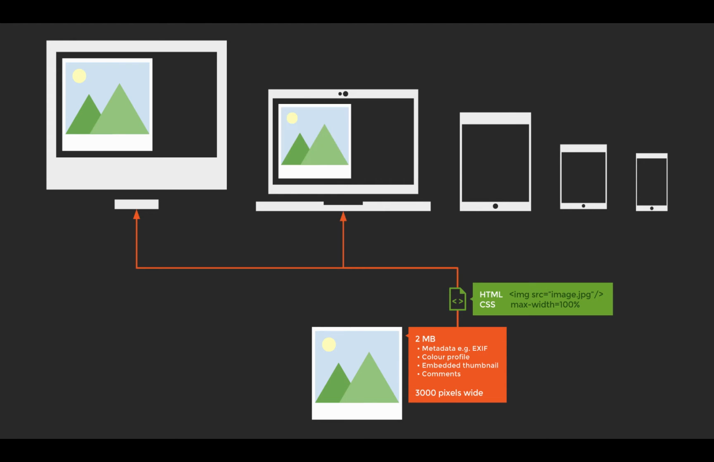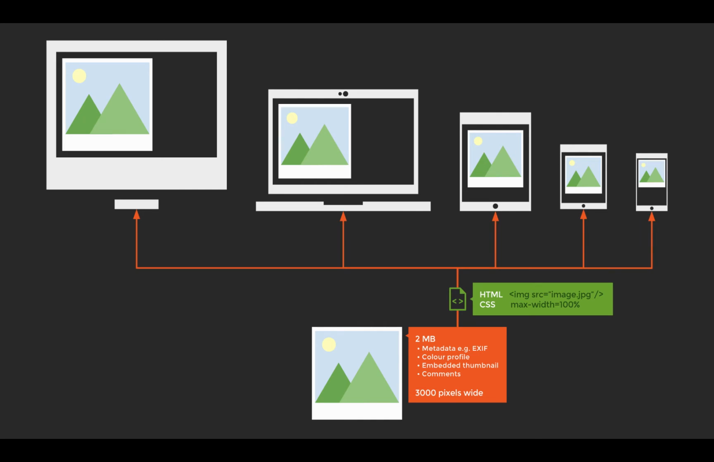And from here, we send the image down the wire to our different devices. Hope you're using Wi-Fi on those mobile devices, otherwise browsing around is soon going to eat up your data and cost you money. Responsive images are one technique you can use to start addressing these problems.